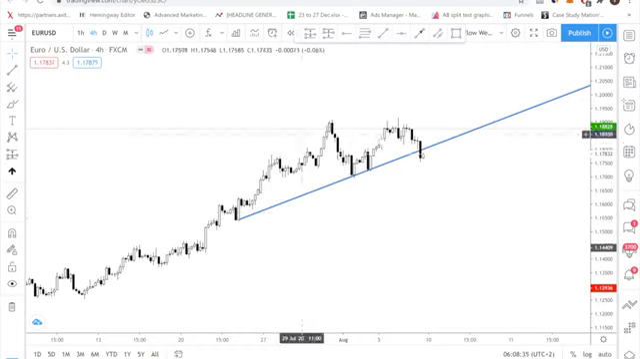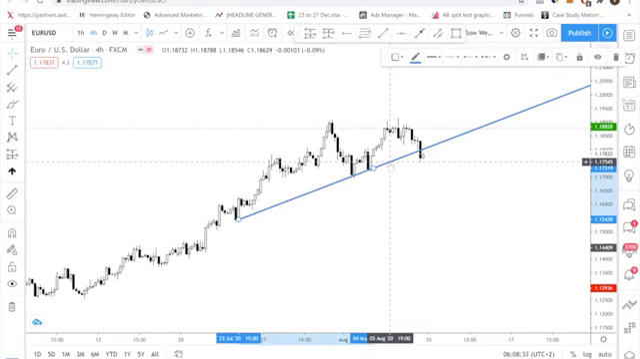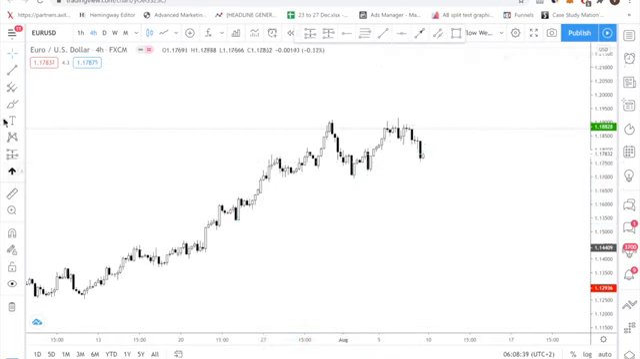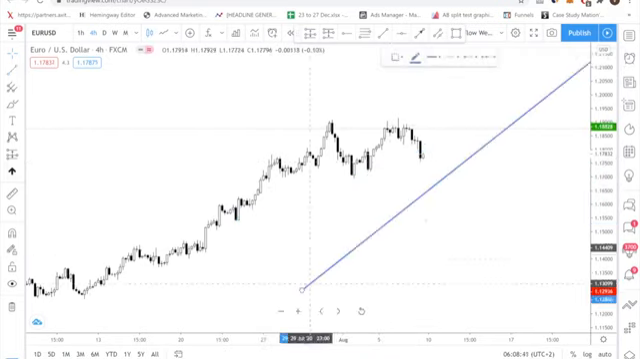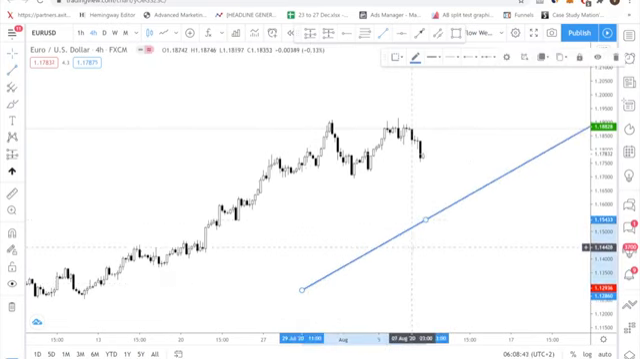The first thing I want to teach you is how to draw a trend line. So what is a trend line? A trend line is very simple. It's just a line like this. But there is a certain way to draw a trend line. You might ask, how do you draw it? It's actually very simple.